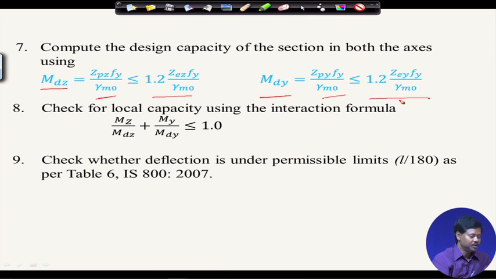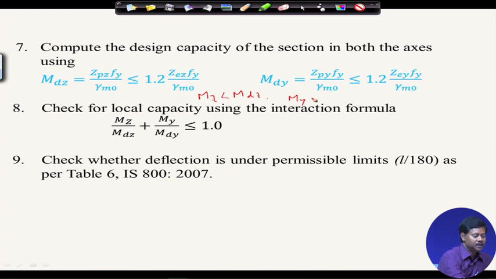So, if we find Mdz and Mdy, needless to mention that Mdy should be greater than My, because this is the design capacity and this is the external moment. Similarly, Mdz should be greater than Mz, whatever moment is coming. So, that has to be checked. That means we have to check that Mz is less than Mdz, and My should be less than Mdy.